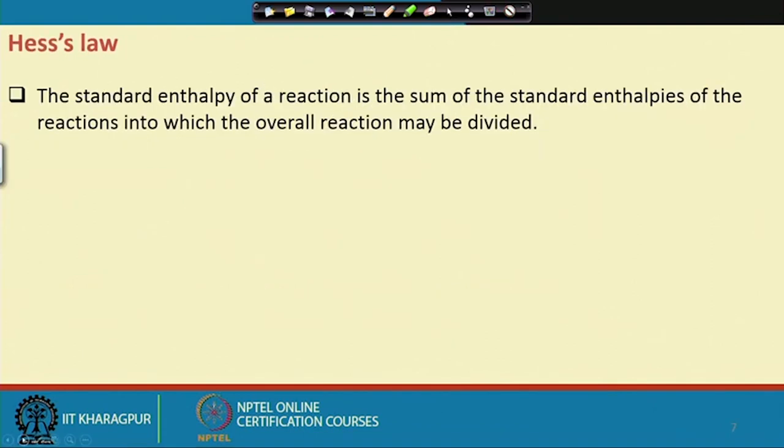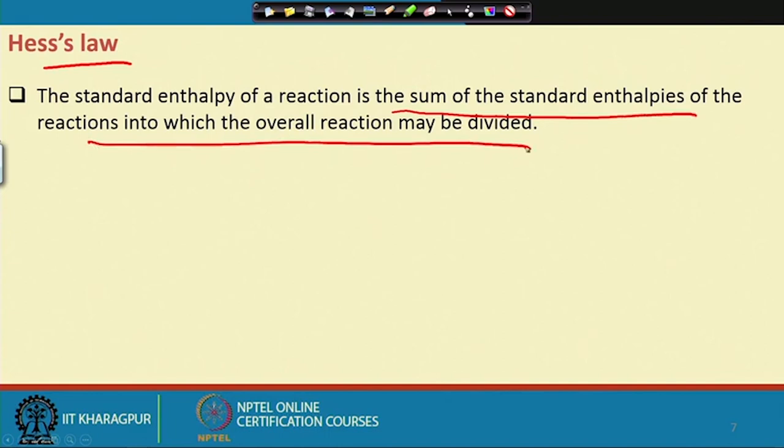Now there is an important law called Hess's law. Hess's law says that the standard enthalpy of a reaction is the sum of the standard enthalpies of the reactions into which the overall reaction may be divided. I shall show you how this analysis can be done.